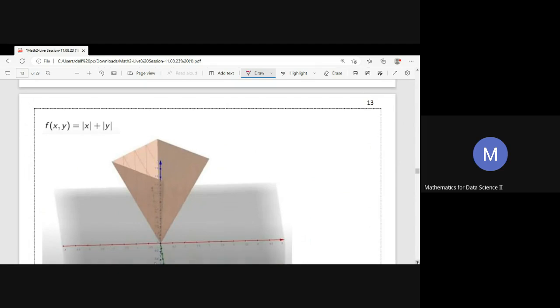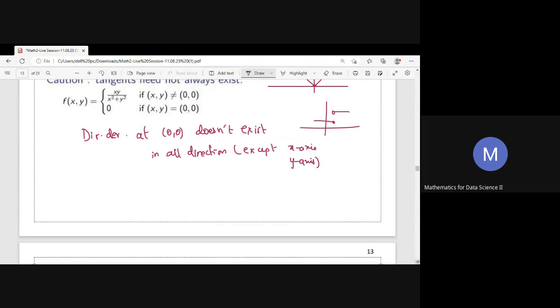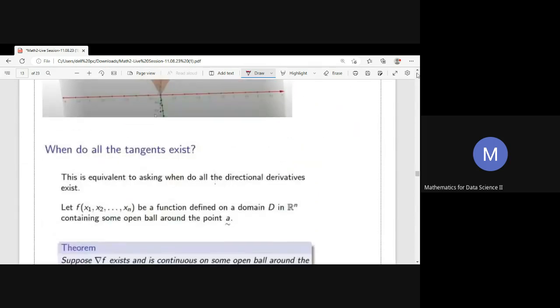And there is another example this time. f of x, y is mod x plus mod y. This is a very beautiful graph. It is easy to understand, right? This curve helps us to easily understand what is happening in 2D. We are easily able to see that there is a sharp edge. Exactly the same is going to happen in this kind of function also.